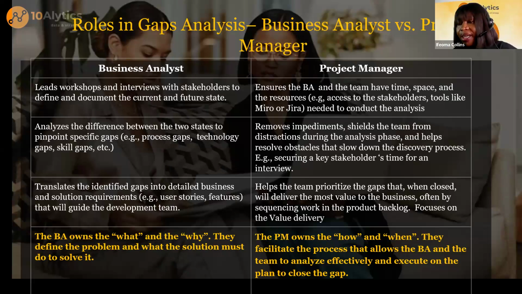And as a project manager, okay, your job during the gap analysis is that you ensure that the BA and the team, the whole set of stakeholders, have the time, the space, and the resources to deliver, right? You ensure that they have access to the right stakeholders. As a business analyst, you may need to engage the C-suite guys and you're unable to get access to them. So the project manager is the one that will reach out to them and make that possible.